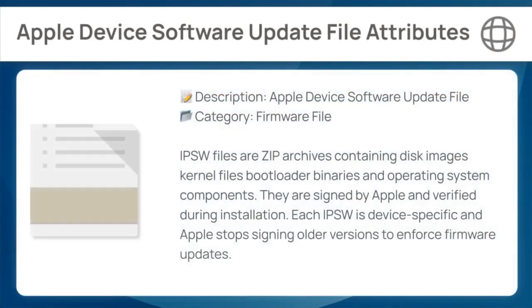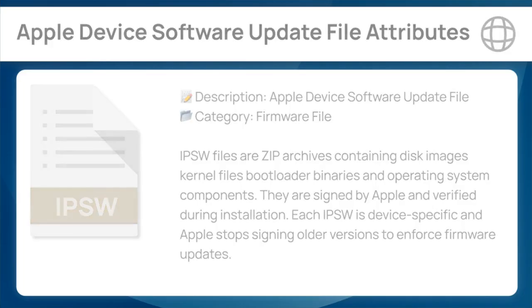IPSW files are zip archives containing disk images, kernel files, bootloader binaries, and operating system components. They are signed by Apple and verified during installation. Each IPSW is device-specific, and Apple stopped signing older versions to enforce firmware updates.